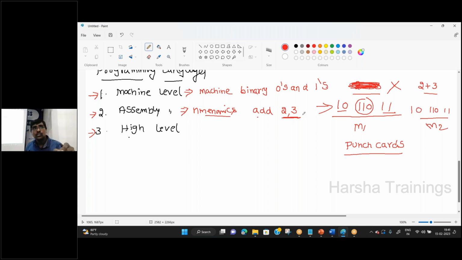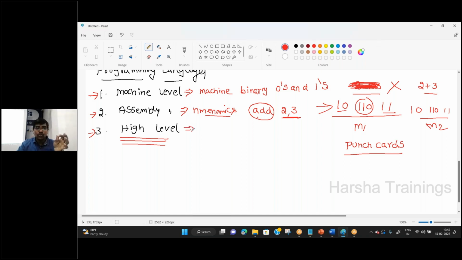But here also we have a problem. What is the problem? Here we have a very large number of instructions. Not one, not two, not 100, not 200, but a large set of instructions. Again, remembering all these instructions is very difficult. To overcome this, finally, we moved into high level language.